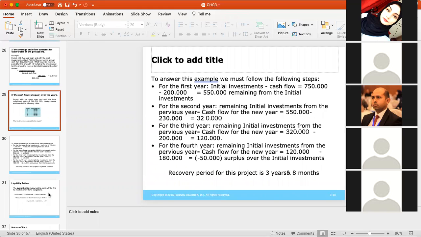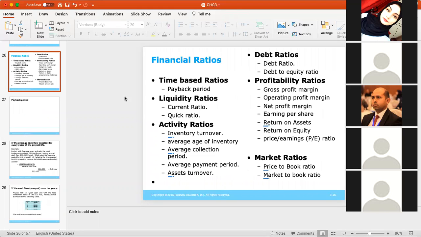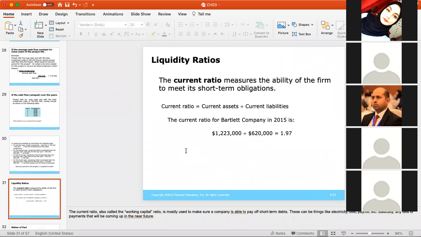Now let us move to discuss different financial ratios. Let us speak about liquidity ratios. Now we have two different ratios, which are the current ratio and the quick ratio. Just to tell you that after 3 or 4 minutes, the Zoom is going to be disconnected, and we will reconnect again.